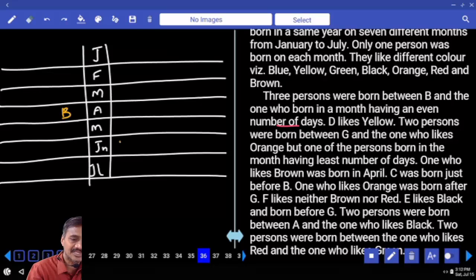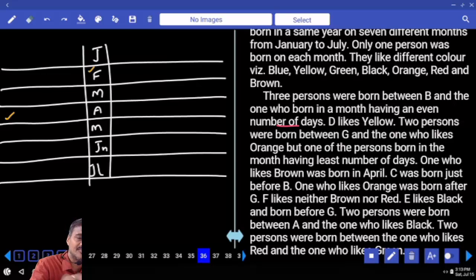These are definitely known to us. So let us start with this one. Then if these two are invalid, we can start with February as B. Then 3 persons between B and the one who is born on an even number of days. Now if a person is born in April, between B and April there must be exactly 3 persons. Is it possible? Not possible, and anyhow that case is ruled out.